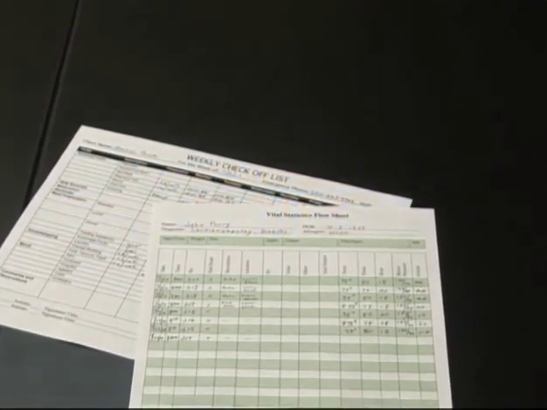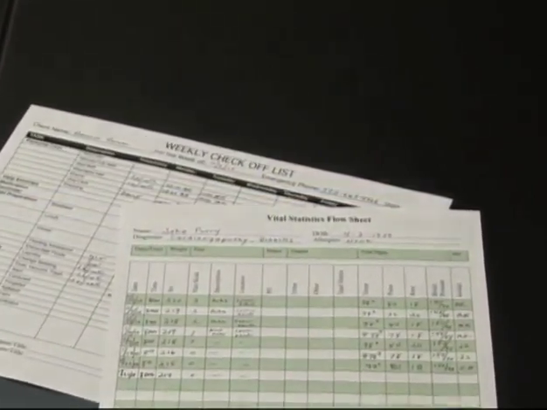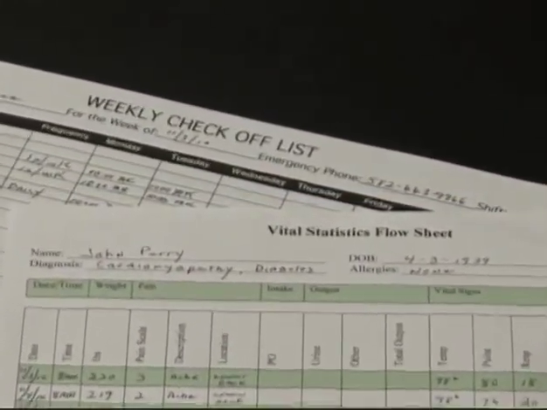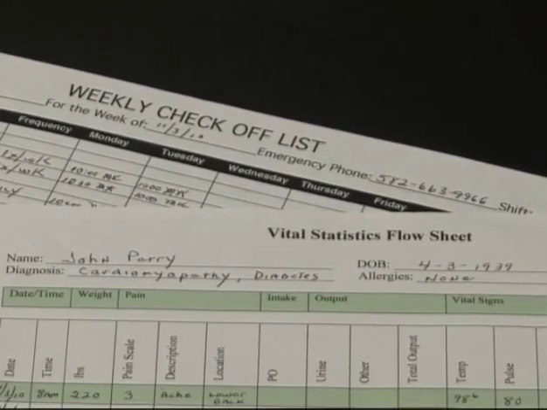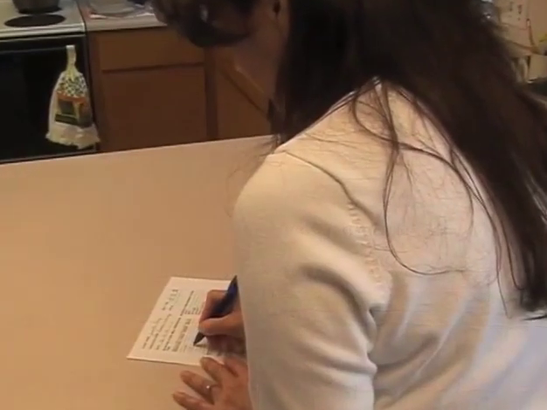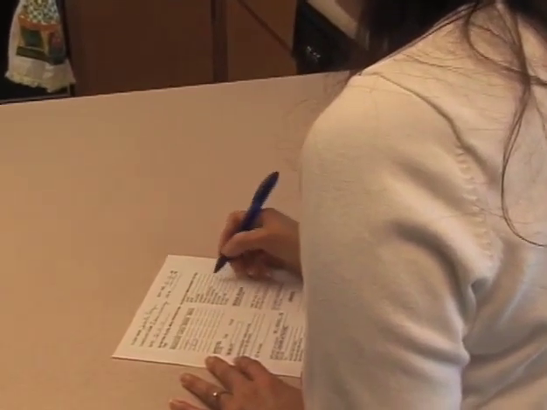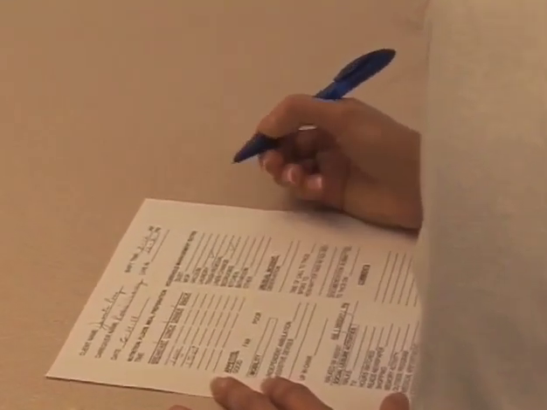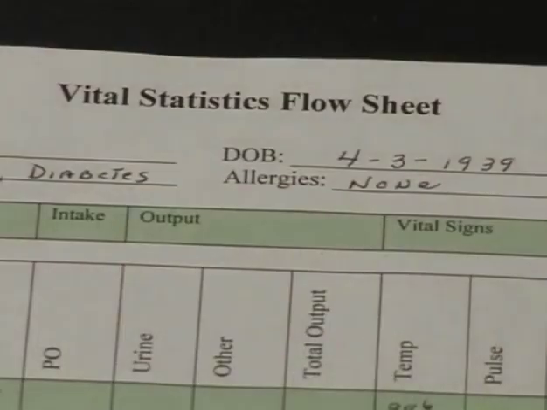Flow sheets and check-off sheets simplify the documenting process. They are legal documents and are part of the medical record. A check-off sheet follows the care plan. The care provider records the observations and tasks completed for that day.